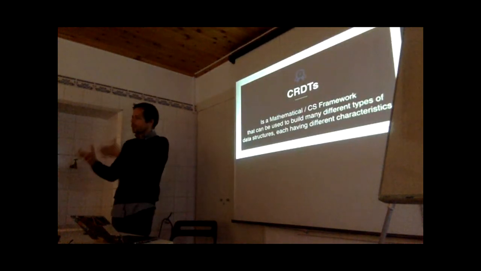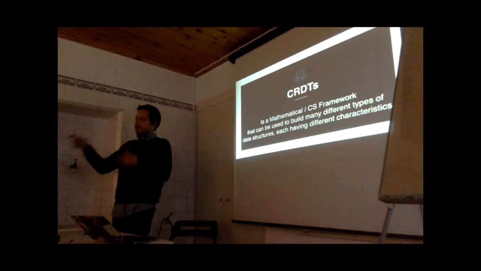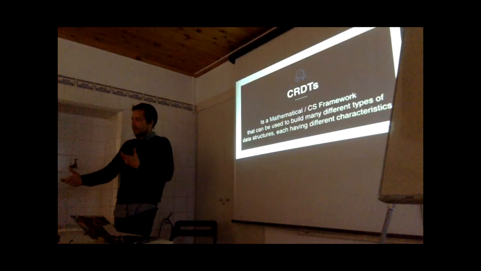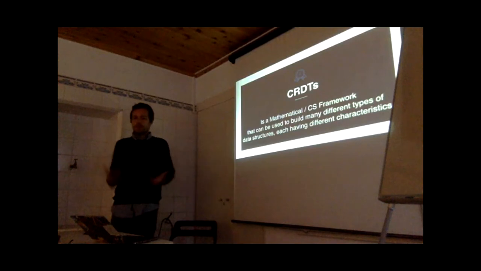CRDTs is not a product, it's not a library, it's not even a protocol. It's a mathematical framework that you can use to think about, reason about, and build many different types of data structures. Each one of them even having different concurrency characteristics. So for instance, you can have a set where if you add something, and concurrently remove the same thing, you can have a set that privileges additions, or you can have a set that privileges removals, depending on the implementation of the CRDT. The important thing is that it obeys three rules.